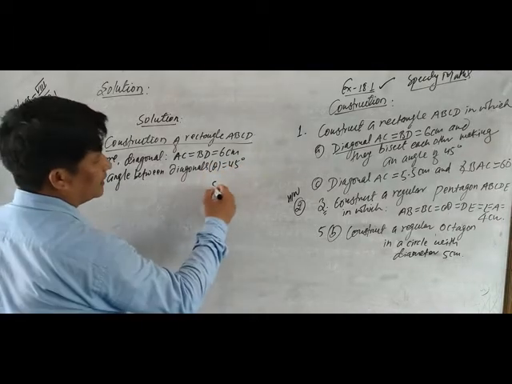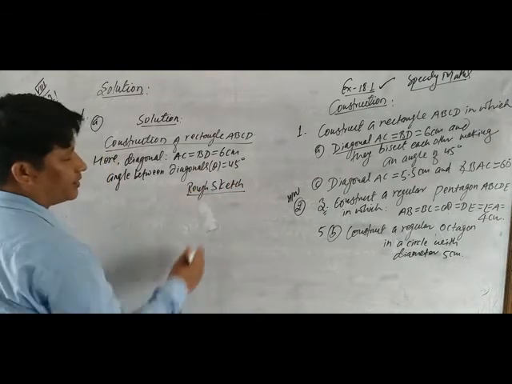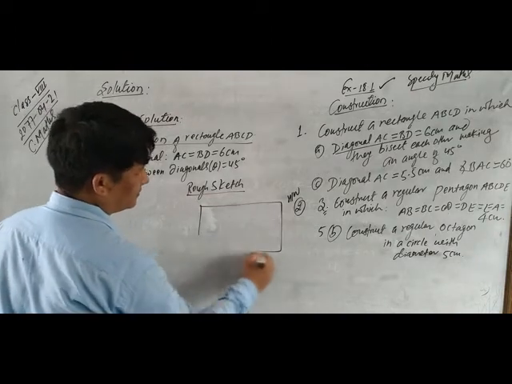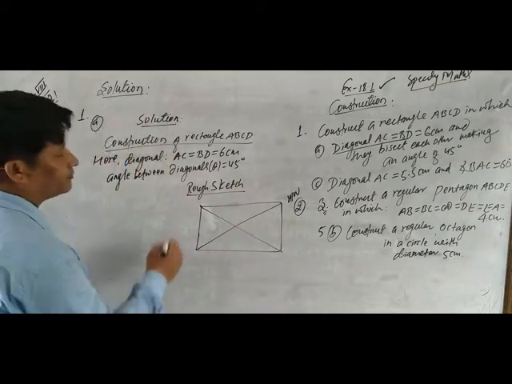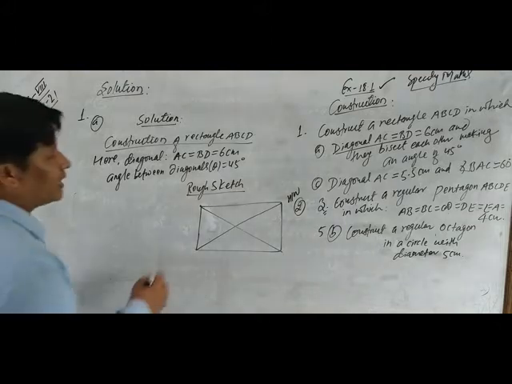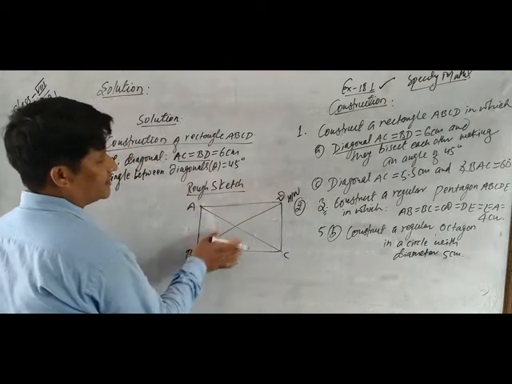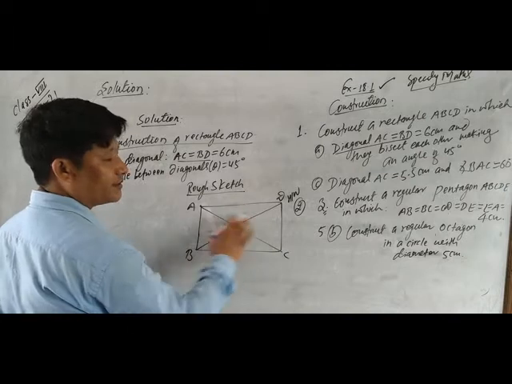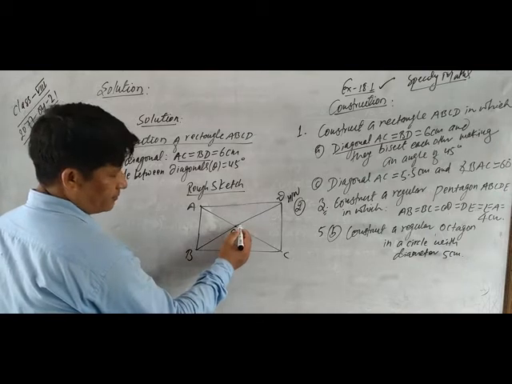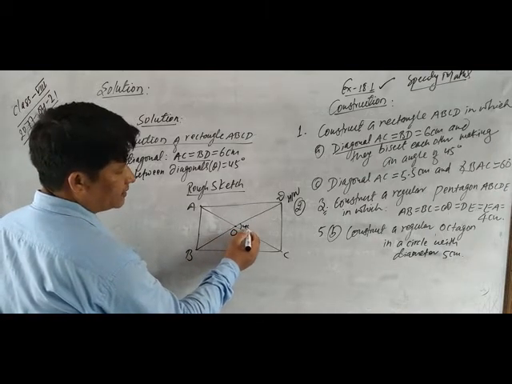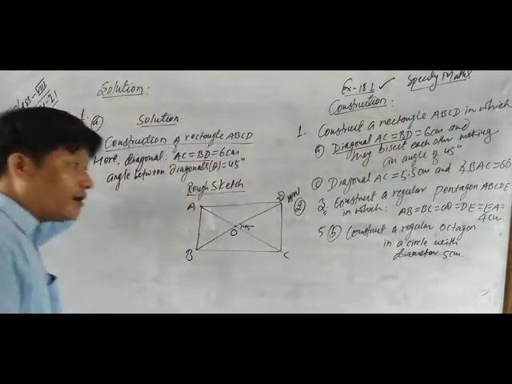So first of all, let's roughly sketch the figure of the rectangle. It is a rectangle. Have a look here. We are given the diagonals AC and BD. Diagonal AC is 6 centimeter and BD is also 6 centimeter, and this is the point of intersection O. The angle between them is theta, given as 45 degree. They bisect each other making an angle of 45 degree.